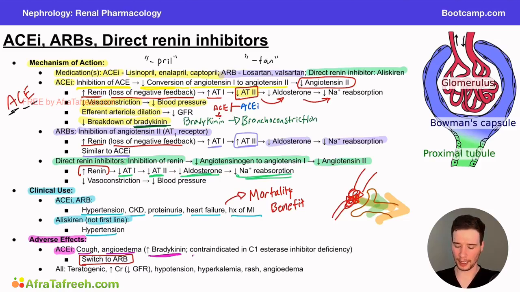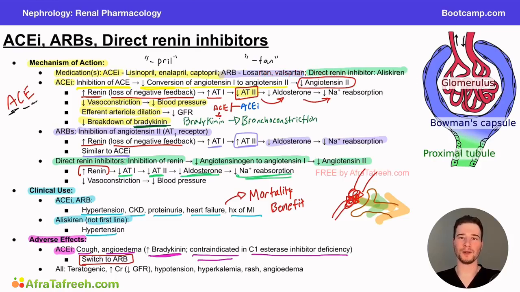Additionally, this is contraindicated in patients who have a C1 esterase inhibitor deficiency. And the reason is that these patients are already predisposed to have higher levels of bradykinin in the body. Because they're missing this inhibitor right here, they're going to develop high levels at baseline. And so giving them another medication that we know is going to further elevate those levels is a contraindication.